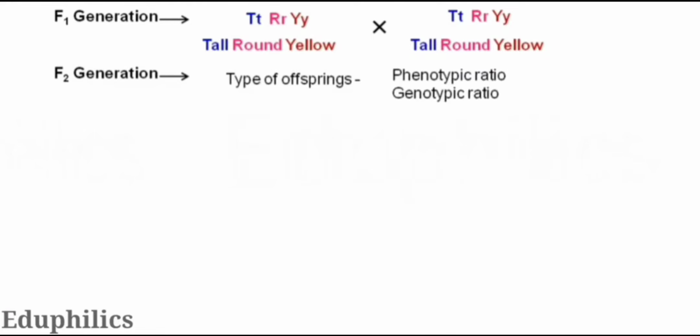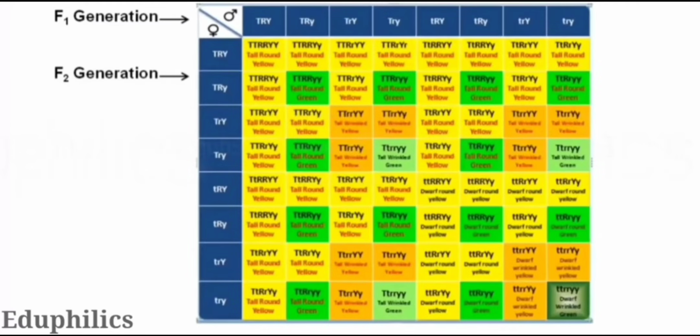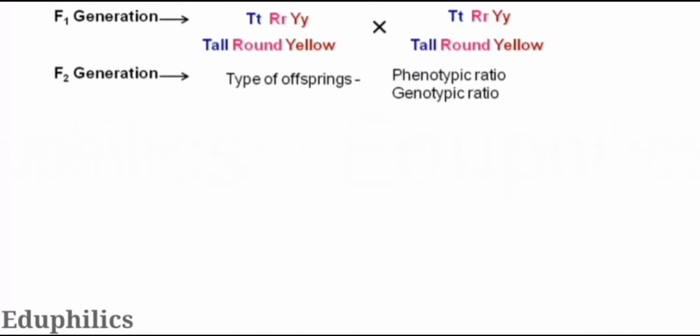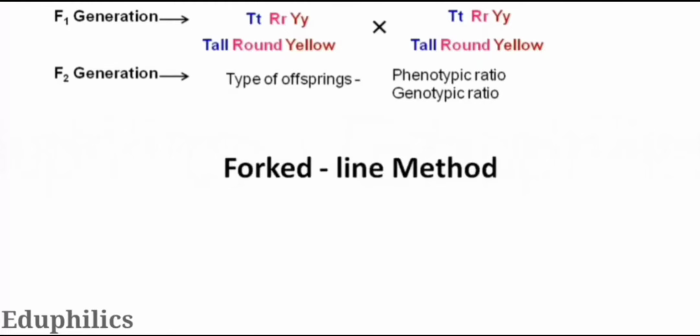The type of offsprings formed and their probable ratios could be estimated by using Punnett square. But it consumes a lot of time. So it is smart to follow forked line method if you want to estimate the ratios in less time. And forked line method is much easier if you are familiar with just monohybrid crosses.